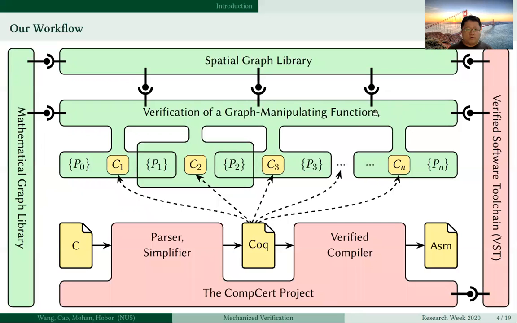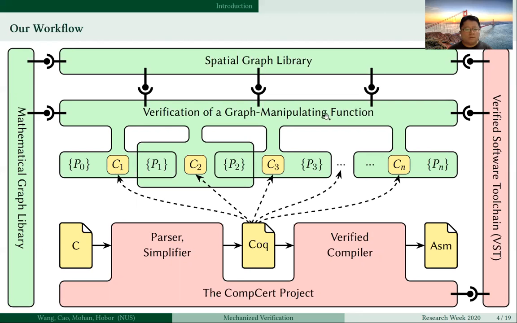This is our workflow. In the left lower corner, it is a C program. It can be parsed and simplified into a Coq file, which is basically the AST of the C code. It can be decomposed into several C commands or statements. The Coq file would be further compiled into assembly code. The certified Concert compiler ensures the semantics of the C source code would be preserved to the assembly code. The green part is our major contribution.